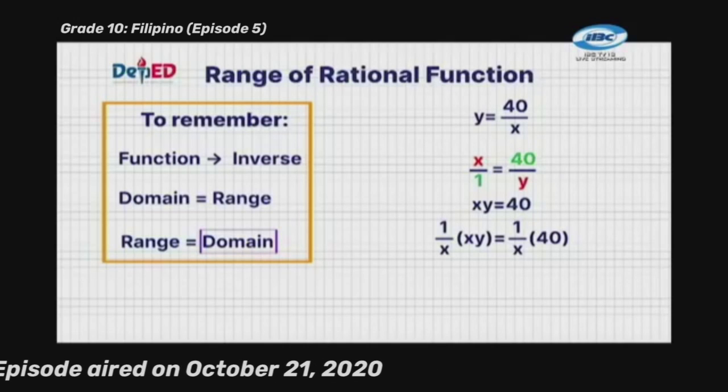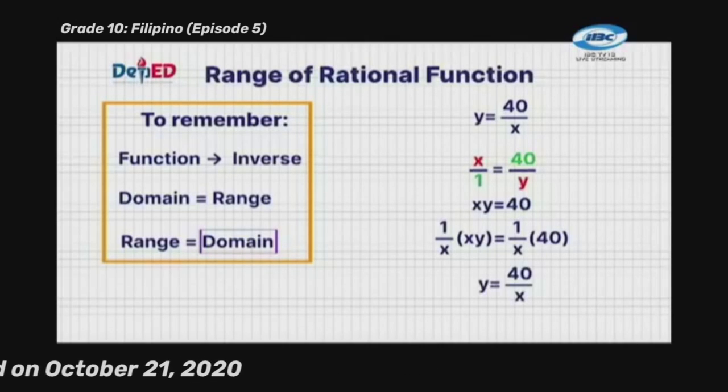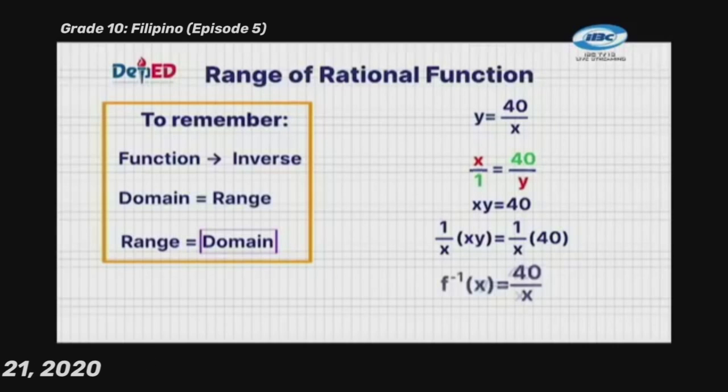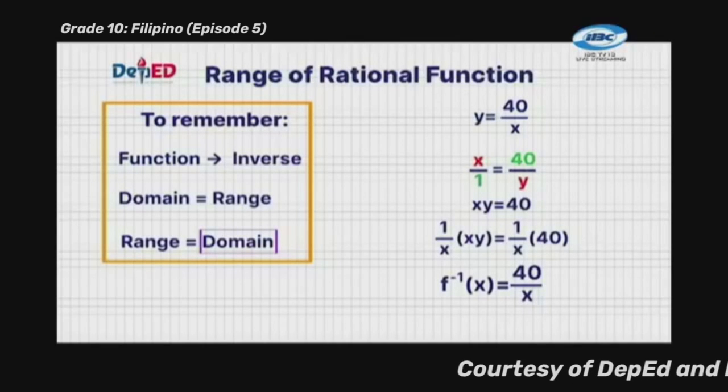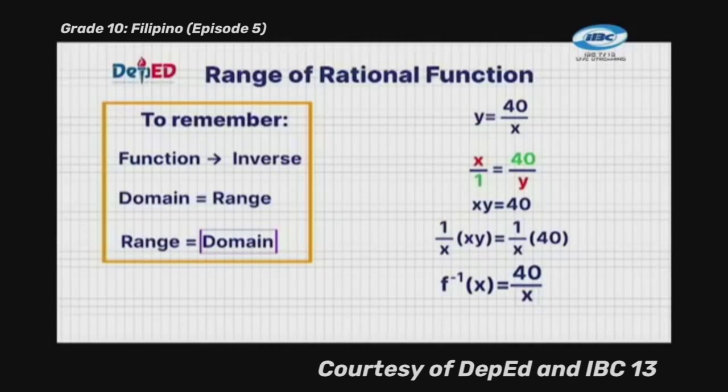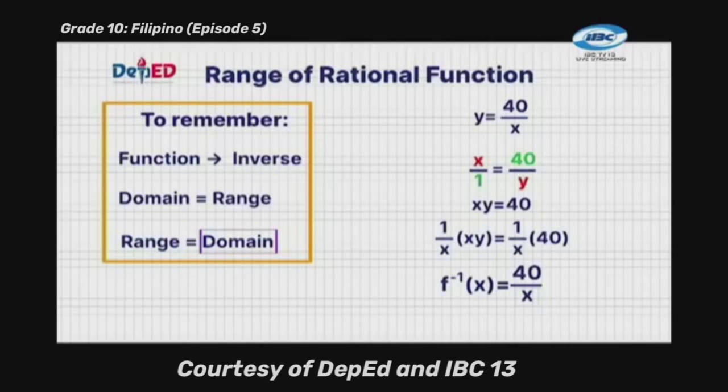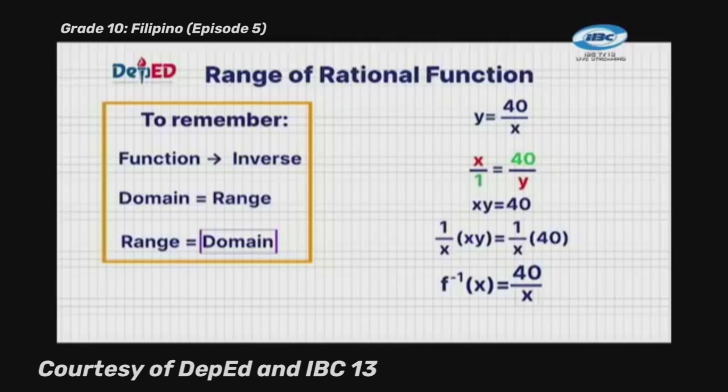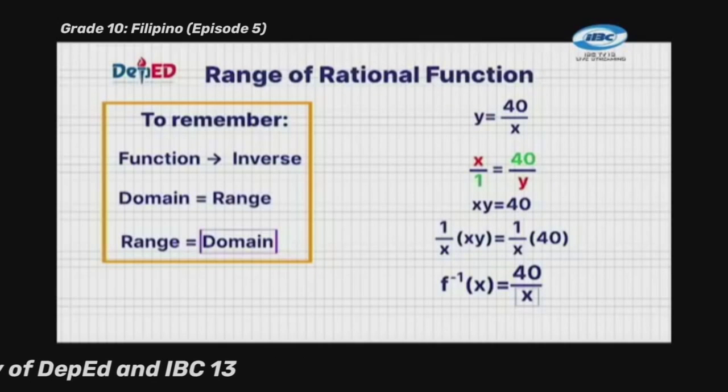x can be written as x over 1. We can start now by multiplying x and y, and 1 and 40. This will give us xy equals 1 times 40, or simply 40. We want y alone on the left-hand side of the equation. Thus, by multiplication property of equality, we may multiply both sides of the equation by 1 over x. Thus, y, the inverse of the function, is equal to 40 over x. This can also be written as the inverse of f of x is equal to 40 over x.